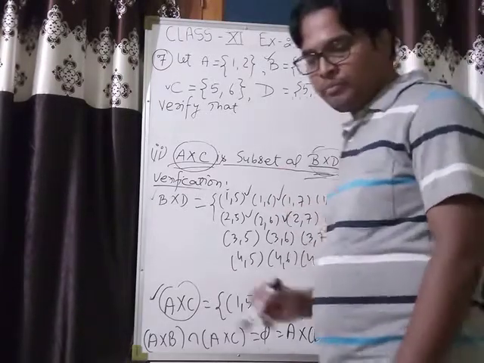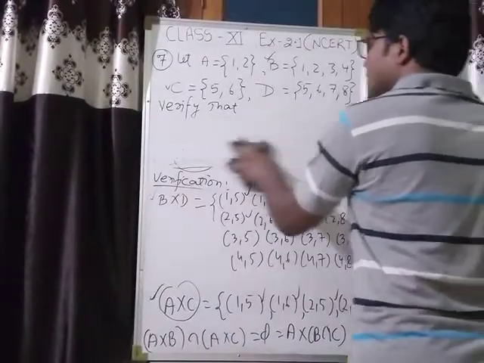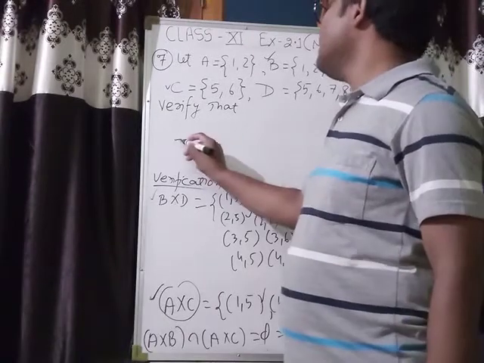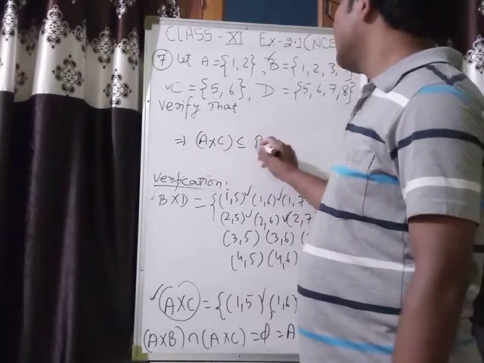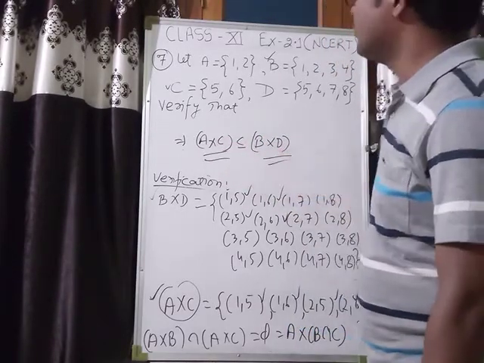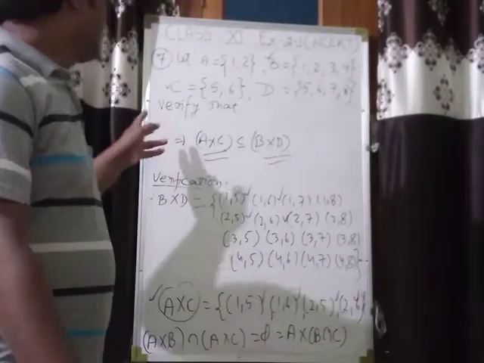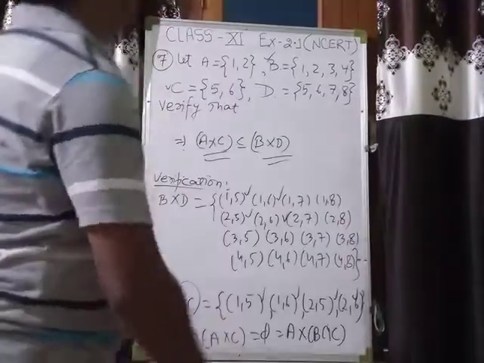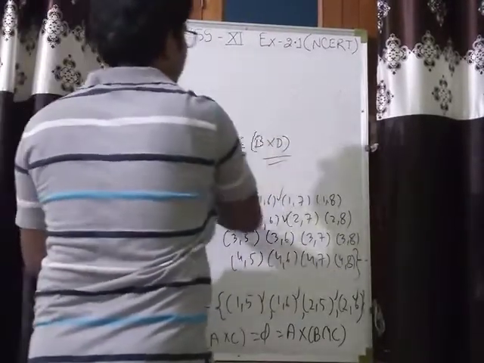(2,5) is here, also in B cross D, and (2,6) is also in B cross D. Clearly we can say that because each element of A cross C belongs to B cross D, A cross C will be a subset of B cross D. Okay, so both parts of this question are verified. Now read question number 8. Everyone read question number 8 now.